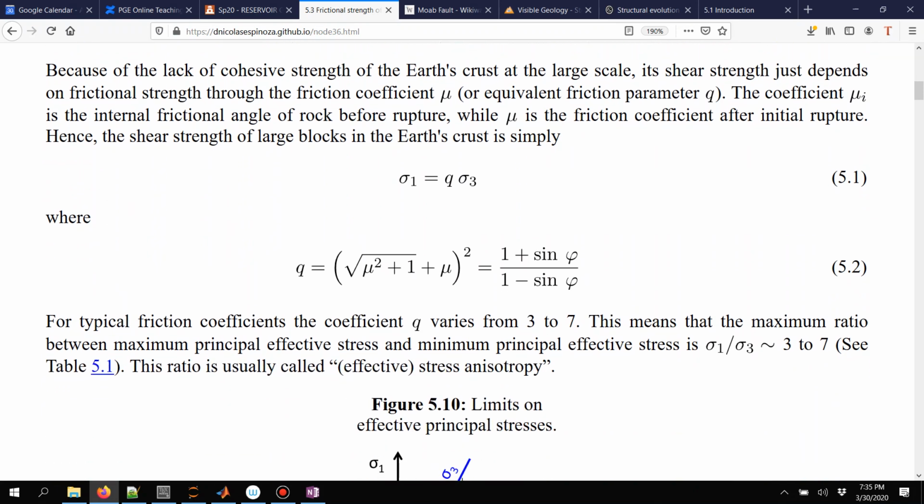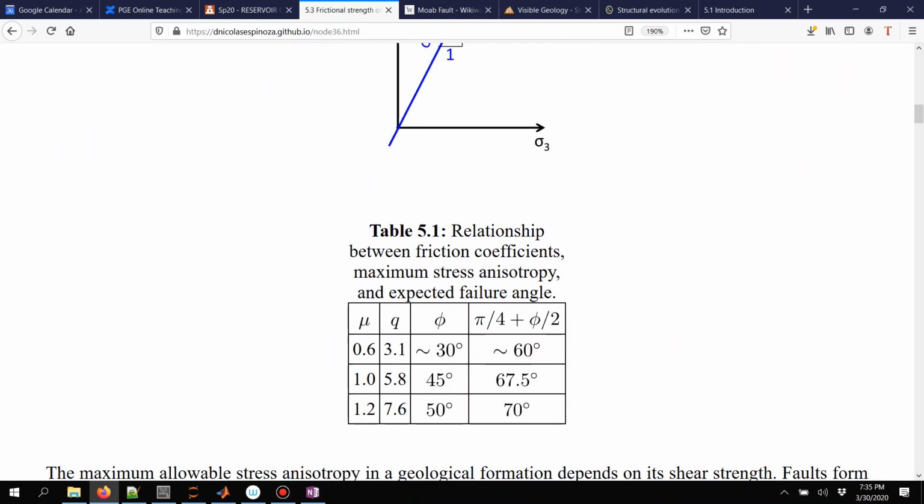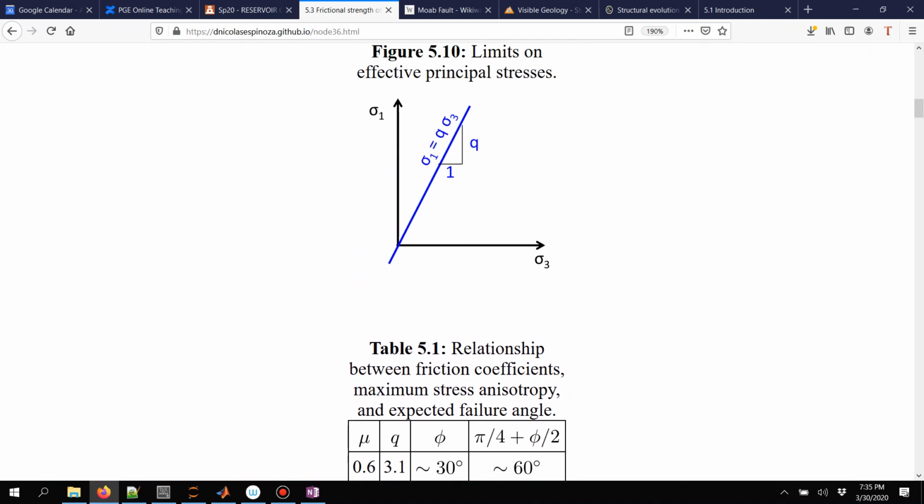And for typical values of the friction angle, I have a table over here, from 30 to 50 degrees, the frictional coefficient Q goes from about 3 to 7.6. And what that means is that if I make a plot, the maximum effective stress is going to be more or less 3 times larger than the minimum effective stress.